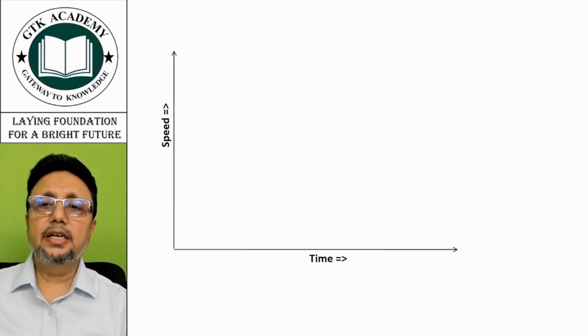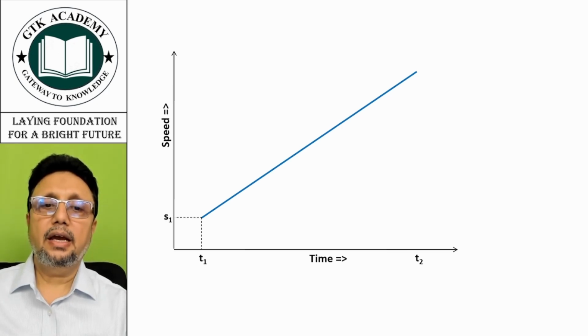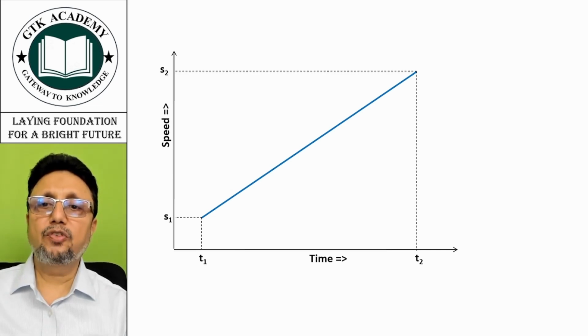Suppose a body is moving and its speed is changing, and we plot a relation between speed and time, and we get a relation like this, a straight line. At time t1, its speed is s1. At time t2, its speed is s2. So we have plotted time on the x-axis and speed on the y-axis. So dy by dx in this case will be change in speed upon change in time.